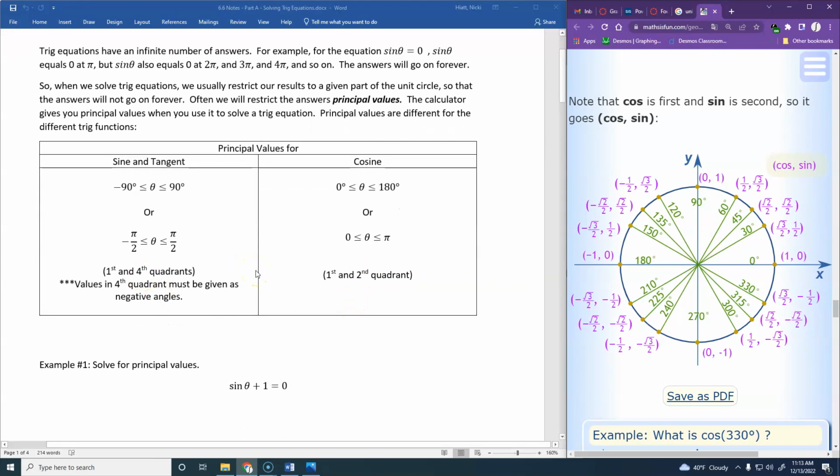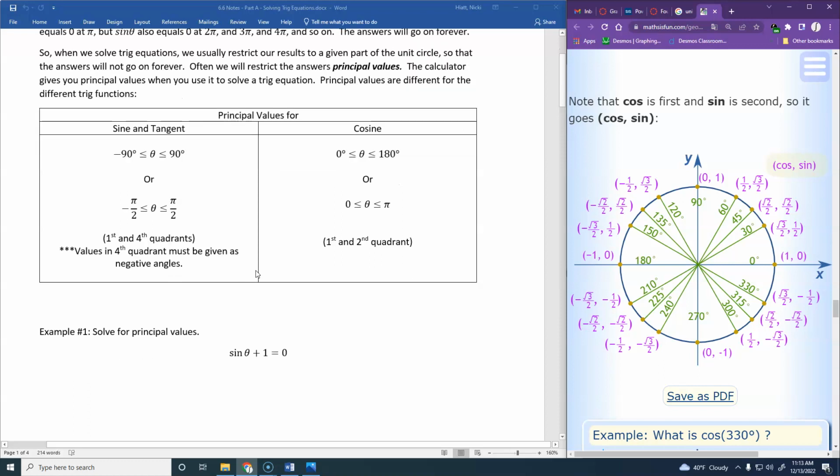it will make you better at the unit circle if you try to do these without looking at your unit circle the whole time. If you try to do them with your mind or just sketching a little piece of the unit circle, it will help you get better at the unit circle.